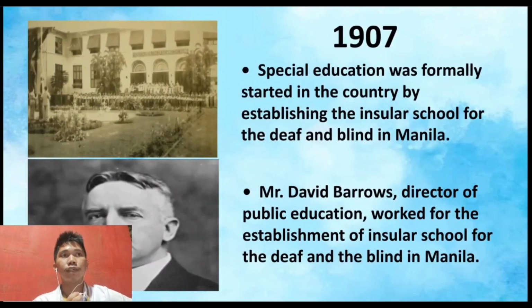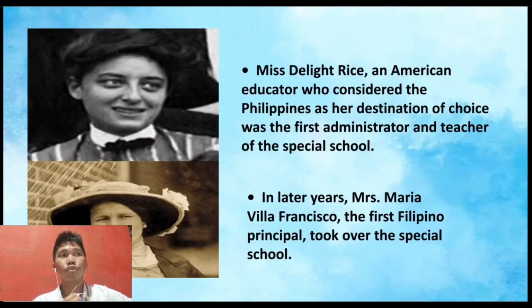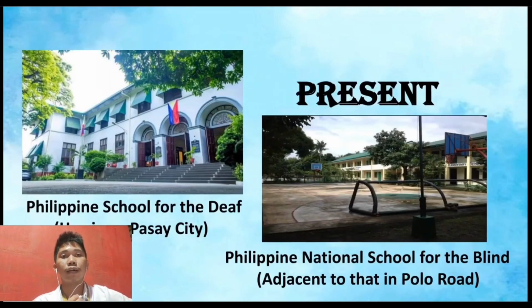So in 1907, special education was formally started in the country by establishing the Insular School for the Deaf and Blind in Manila. Mr. David Burrows, Director of Public Education, worked for its establishment with the help of Mr. Delight Rice, an American educator who was the first administrator and teacher of the special school. In later years, Mrs. Maria Villa Francisco, the first Filipino principal, took over the special school. So at present, this school was divided into two.